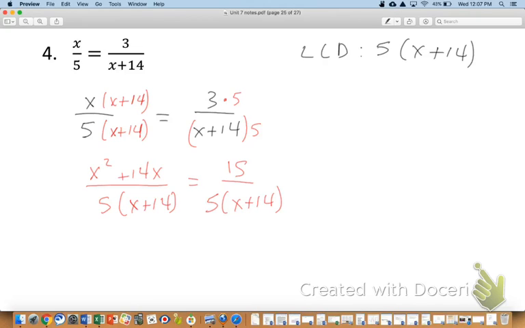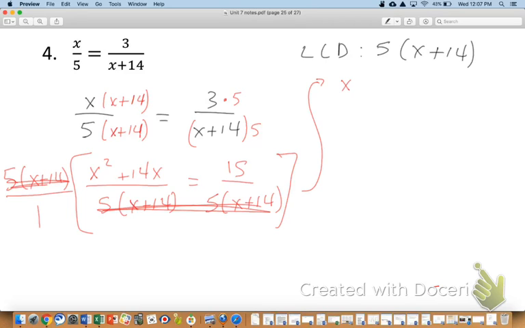I'm not going to reduce. I'm going to even go with a more radical step. I'm going to get rid of the denominators, like the cross. Yeah. So I'm going to multiply both sides by that common denominator. And remember with an equation, if you multiply one side by something, as long as you multiply the other side by the same thing, it's in balance still. So this would cancel with those two, leaving me with x squared plus 14x equals 15.